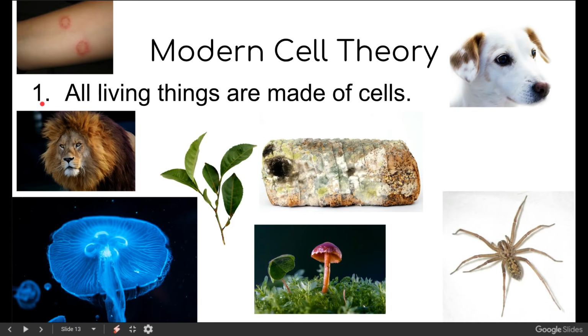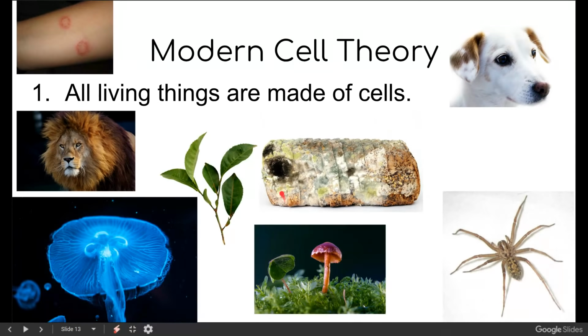So all living things, meaning any animals like a lion, a dog, a spider, any plants, but also things like fungi. Mushrooms are a fungi that are made of cells. Also, even if you have ever had ringworm, a lot of athletes tend to get this. It's a fungus that can be spread through skin-to-skin contact. That is even a living thing.